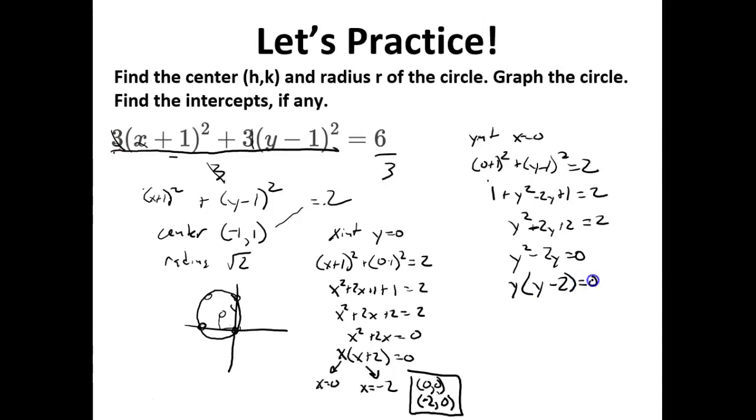It's basically the same problem as before. Solving for y, this one y is going to have to equal 0, and this one y is going to have to equal 2. So my two y-intercepts are (0, 0). We have the same x and y-intercept there. And then (0, 2), which is this point right there.